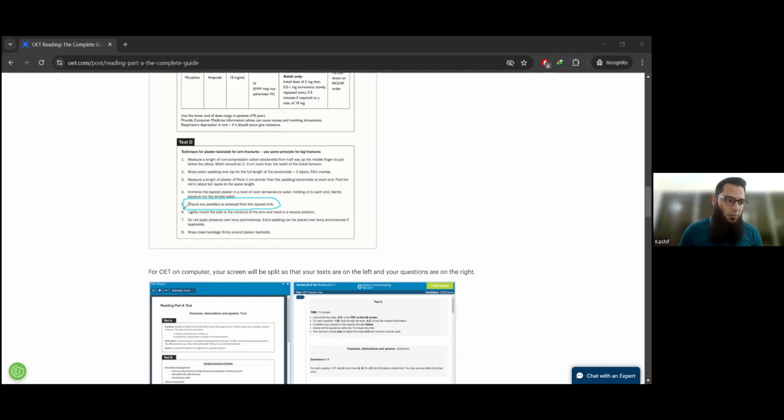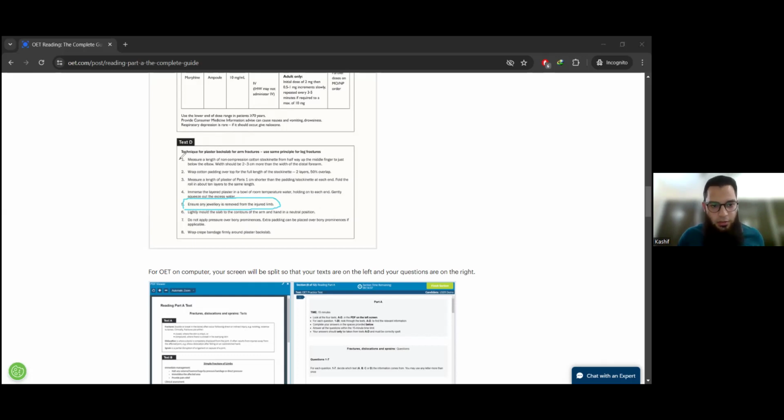Now, if we are somebody who needs to be fed by the spoon, we will get confused that, you know what, it is not written. So this is one example that a question can be given in a different way, but it means the same. For example, here it is only written that ensure any jewelry is removed from the injured limb.